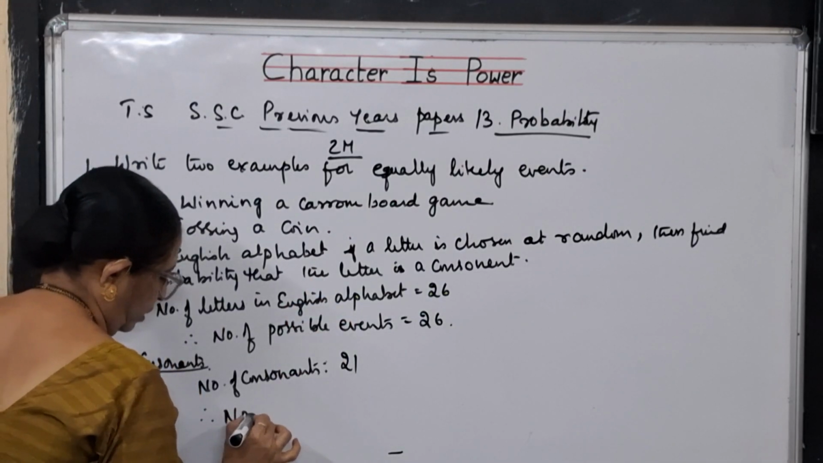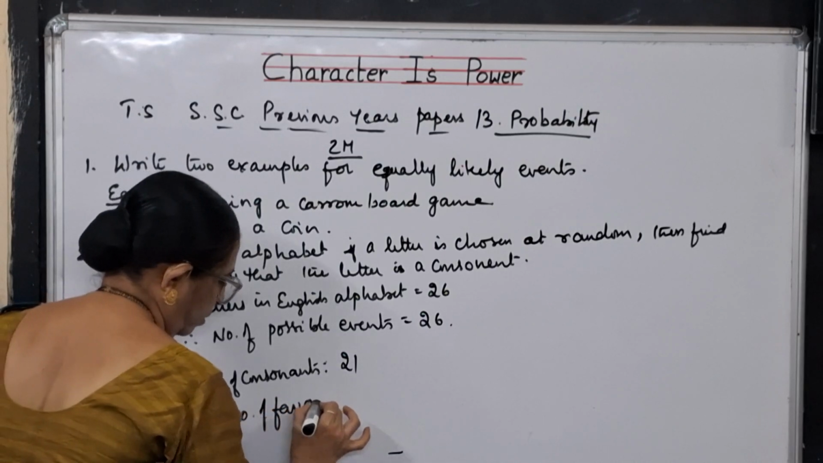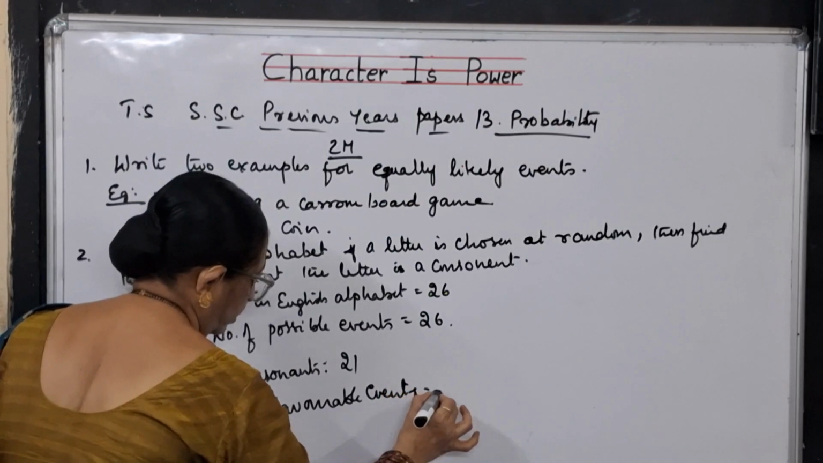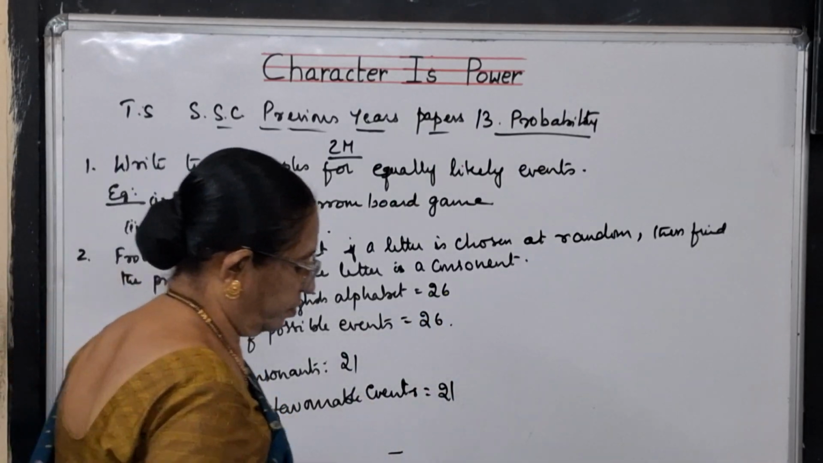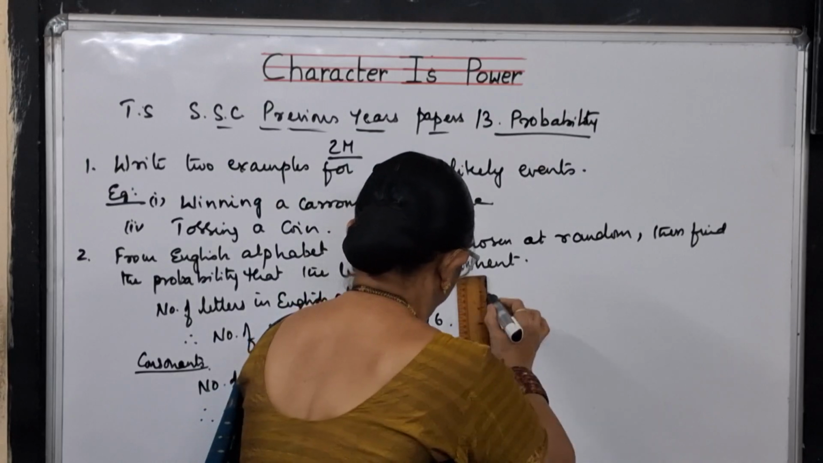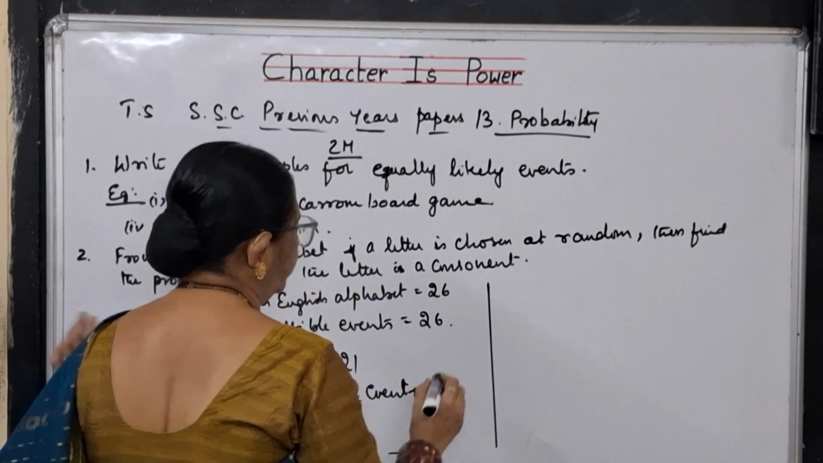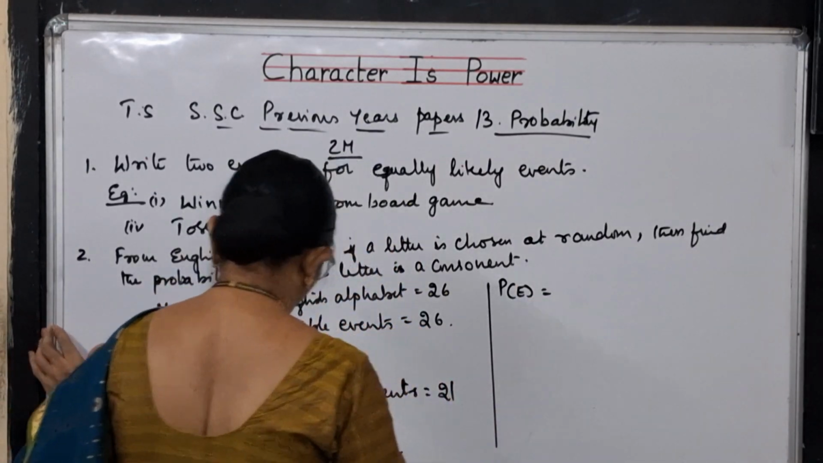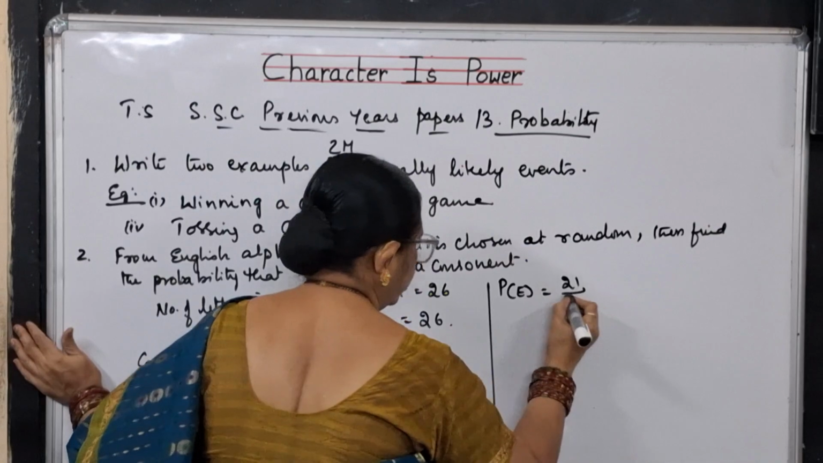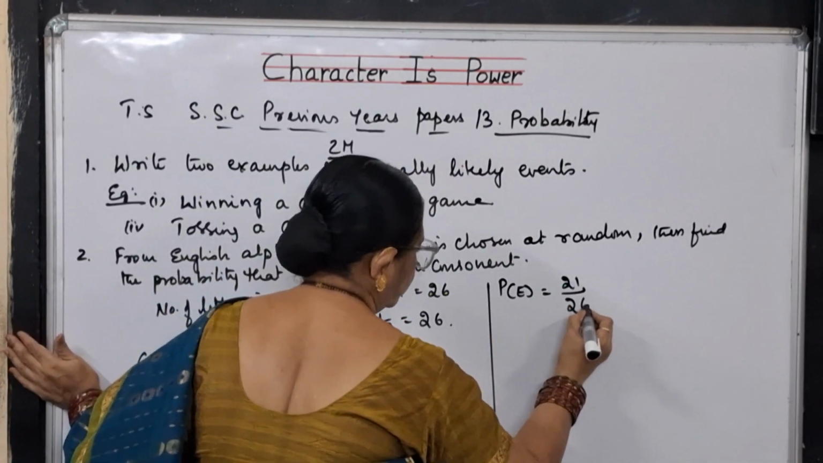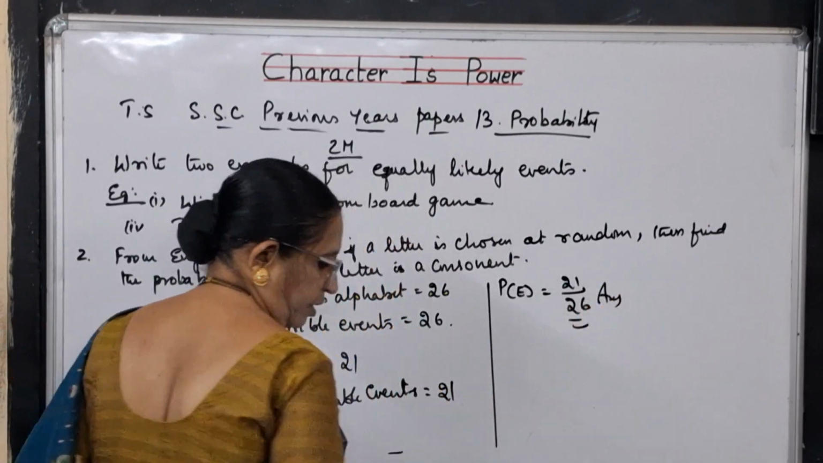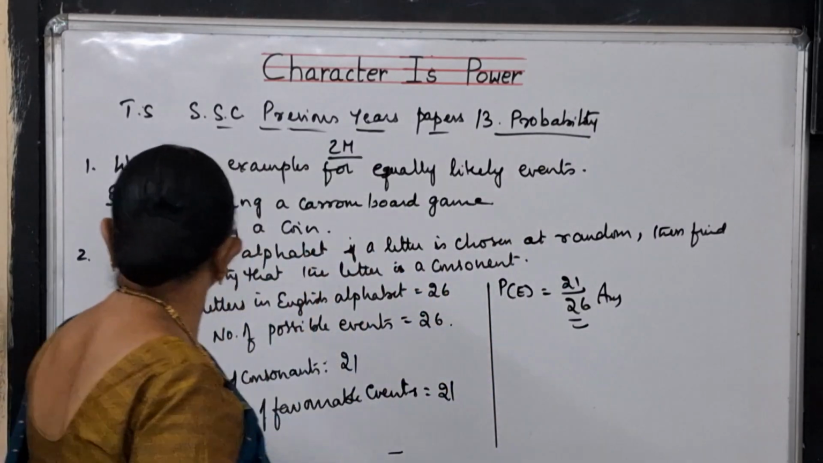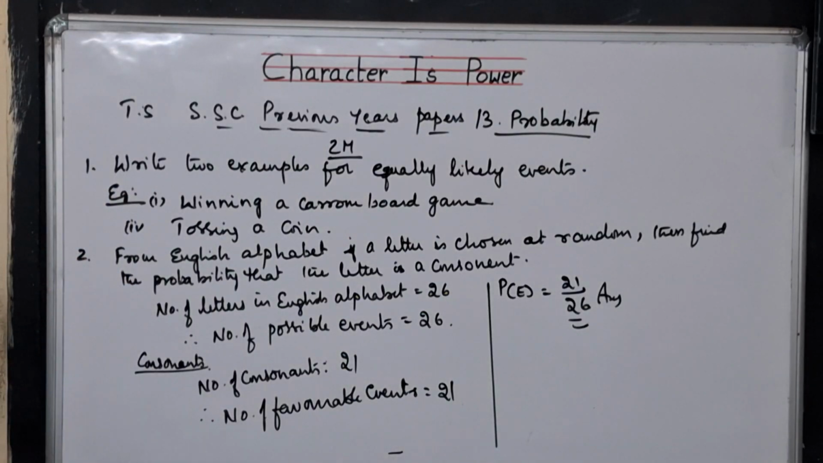Therefore, number of favorable events is equal to 21. So what is the probability of the event? P of E. Probability of event is number of favorable events by number of possible events, 21 by 26. This is the answer to this, copy it. This is the answer to our first and second problems.